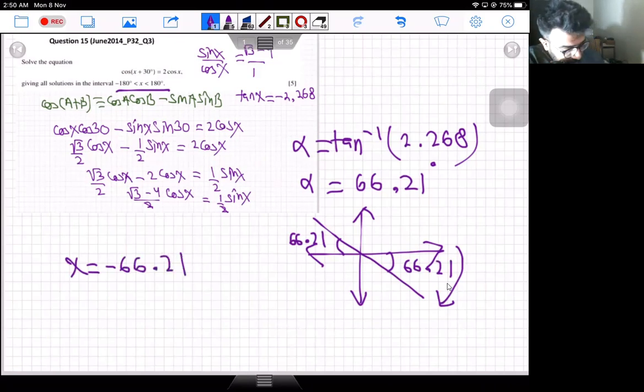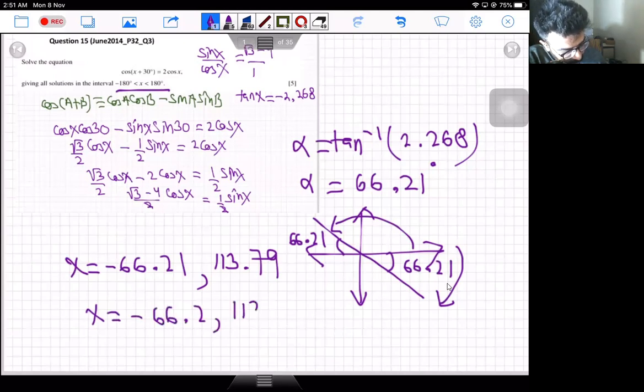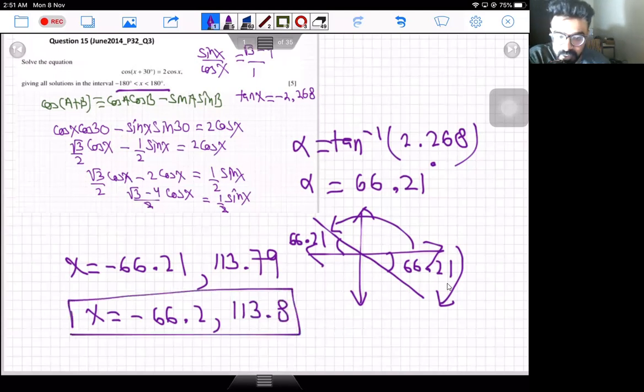Okay, and the other answer will be 180 minus 66.21. So this is 180 minus 66.21. This is 113.79. And your final answers will be written correct to one decimal place. So therefore, x is equal to minus 66.2, comma, 113.8. These are your two acceptable answers in this case.